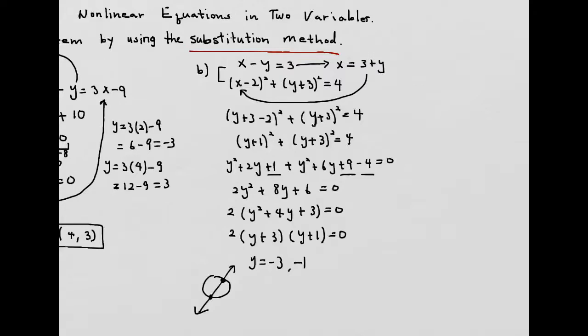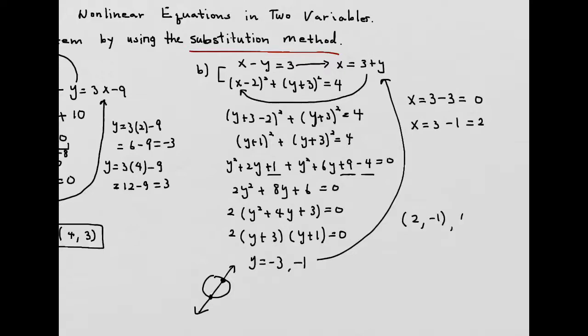So when we replace that into one of your other equations, you should be able to find your x. So your x comes from when y is negative 3, it will be 0. When y is negative 1, it will be 2. So again, you have two sets of solutions. When x is 2, y will be negative 1. When x is 0, y will be negative 3.